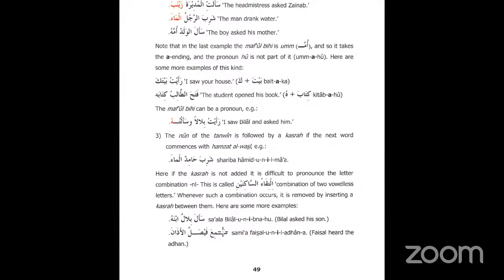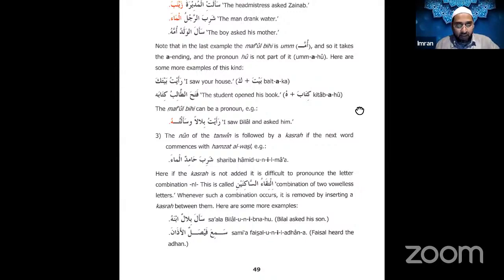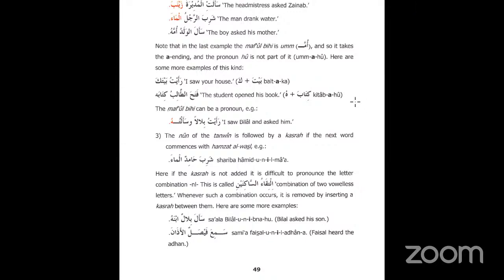Shariba Hamidun nil-ma'a. So here, if the kasra is not added, it is difficult to pronounce the letter combination NL. This is called iltiqa'us sakinain, a combination of two vowel-less letters. Whenever such a combination occurs, it is removed by inserting a kasra between them.